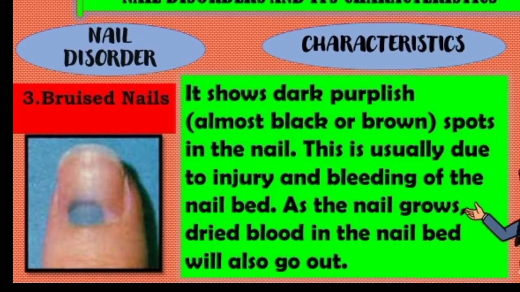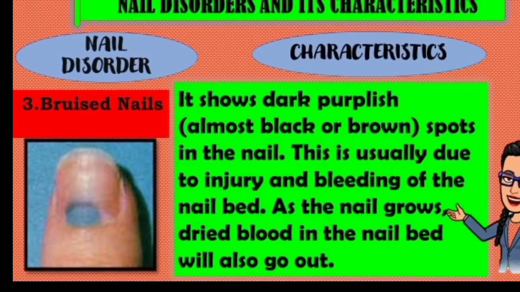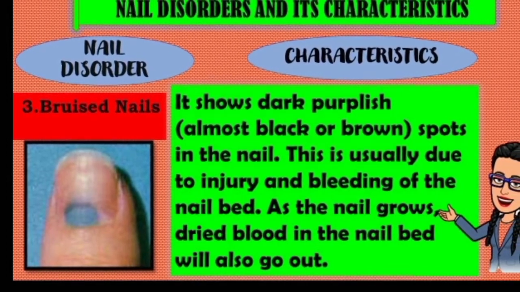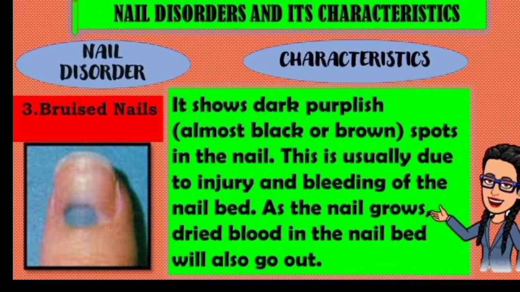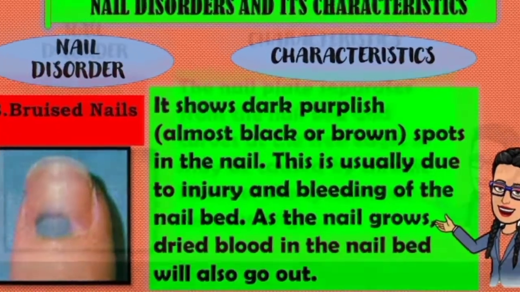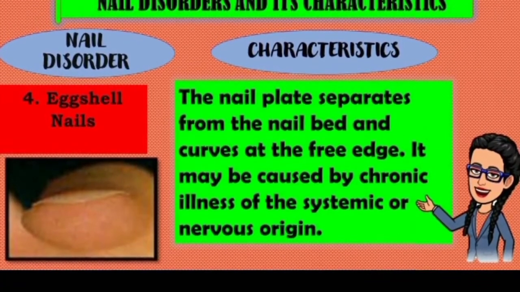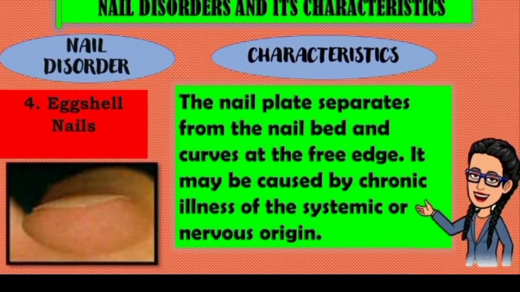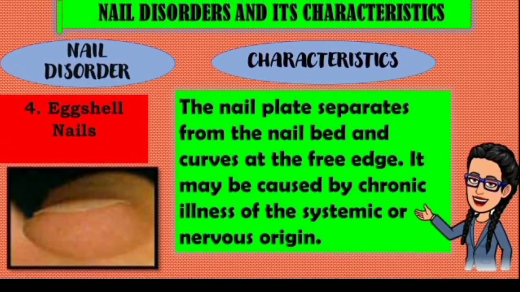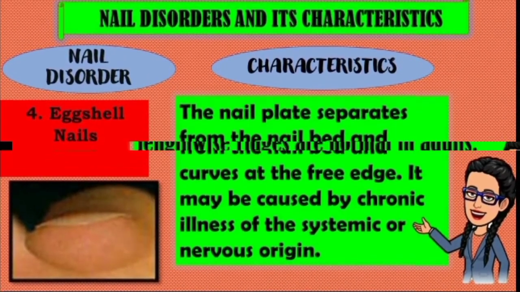Bruised nails, it shows dark purplish, almost black or brown spots in the nail. This is usually due to injury and bleeding of the nail bed. As the nail grows, dried blood in the nail bed will also go out. Eggshell nails, the nail plate separates from the nail bed and curves at the free edge. It may be caused by chronic illness of the systemic or nervous origin.